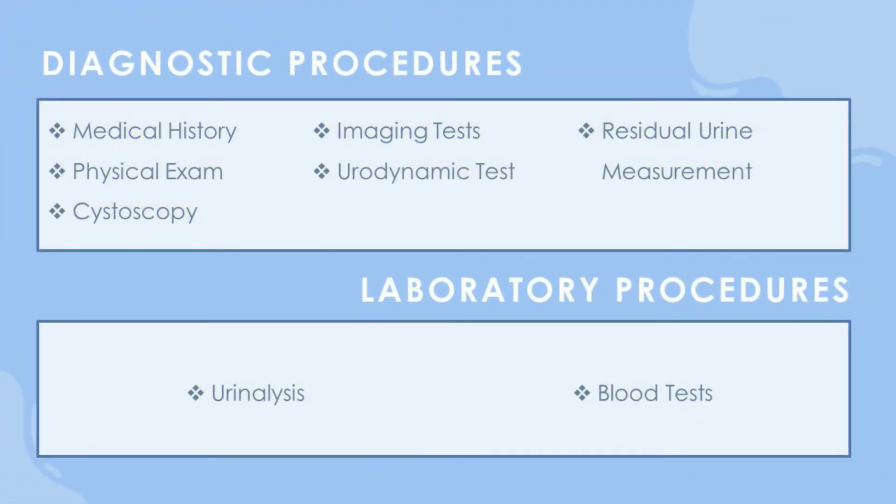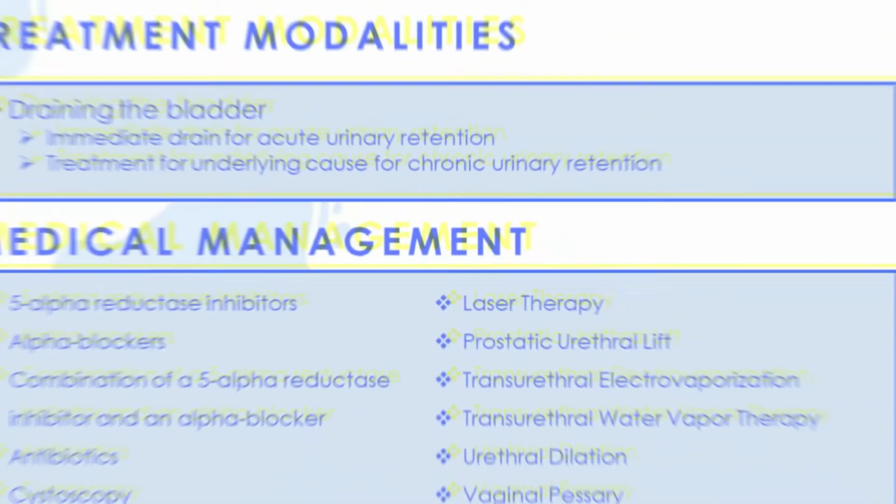Diagnostic procedures for urinary retention include the following: medical history, physical exam, cystoscopy, imaging tests, urodynamic tests, and residual urine measurement. Laboratory procedures include the following: urinalysis and blood tests.